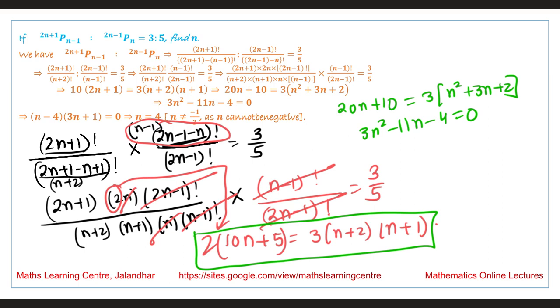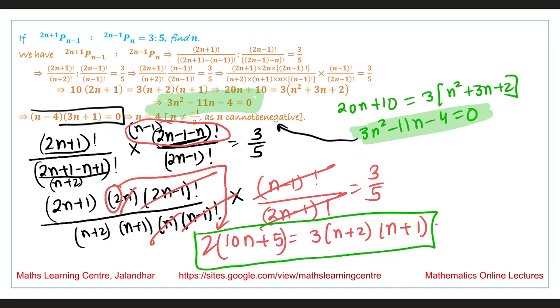On solving this quadratic equation, 3n square minus 11n minus 4 is equal to 0, when we factorize it, the factors we obtain are (n minus 4) into (3n plus 1) is equal to 0. So the values of n are 4 and minus 1 by 3. Clearly minus 1 by 3 is not a possible value of n.